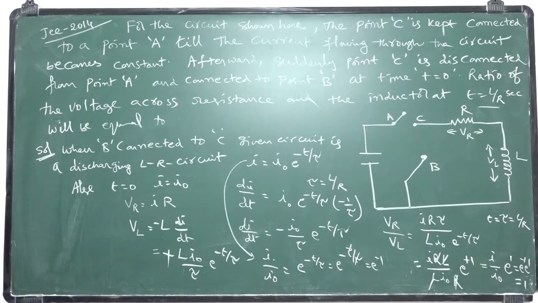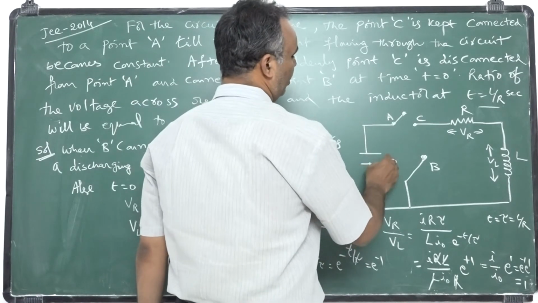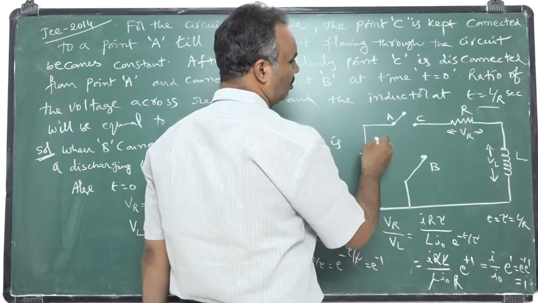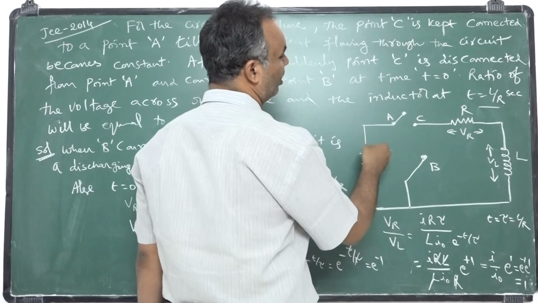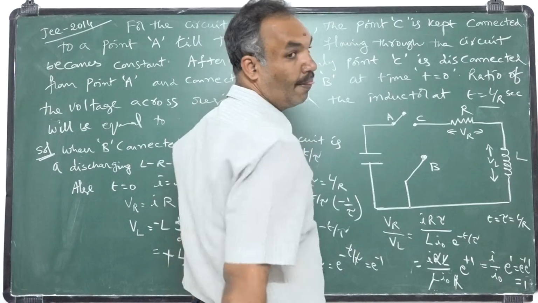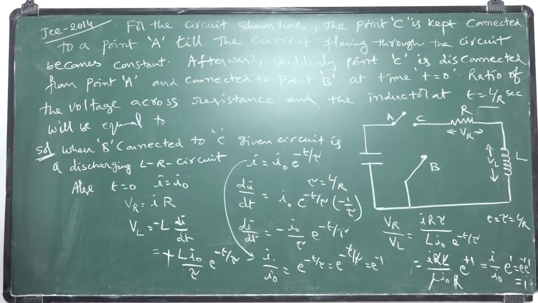The solution is quite simple, and don't get confused by this symbol. It is a small capacitor, a DC blocking capacitor, so we need not take this into consideration. It is clearly an LR circuit. So that LR circuit has a ratio of voltage across resistor to voltage across inductor, and the value is found as 1. 1 is the answer for the given question.